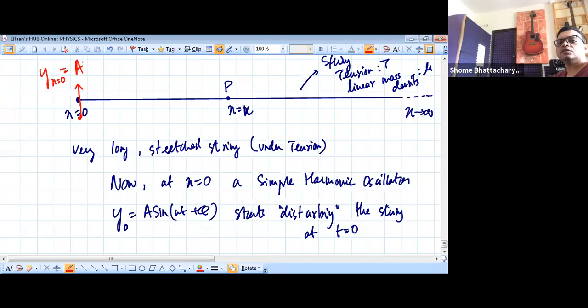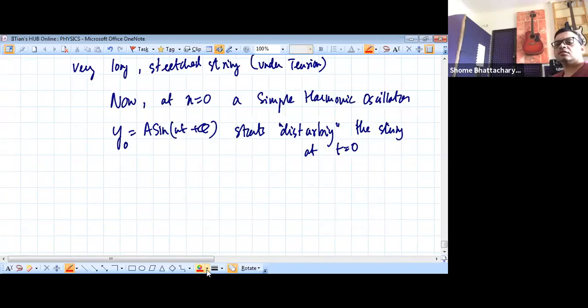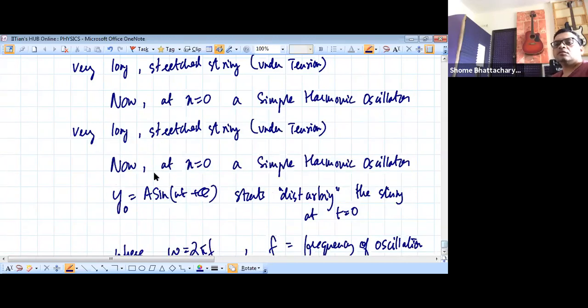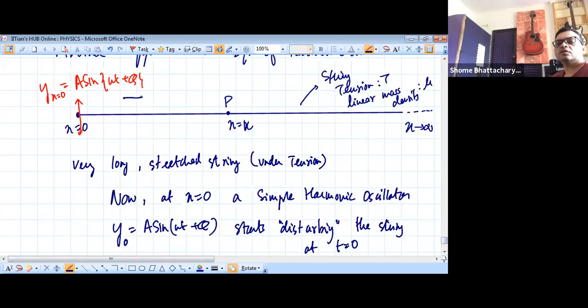Y at x equal to 0 becomes E sine(omega t plus phi), where we understand that omega is equal to 2 pi f, f being the frequency of oscillation of the so-called source of the disturbance, the source being the simple harmonic oscillator. So now what we'll understand is that this disturbance starts traveling along the string at a constant speed v. If the point x equal to 0 started oscillating at t equal to 0, when will the point P start oscillating? It will start oscillating after a certain delay time. So the oscillation will travel to the point P at t equal to delta t.